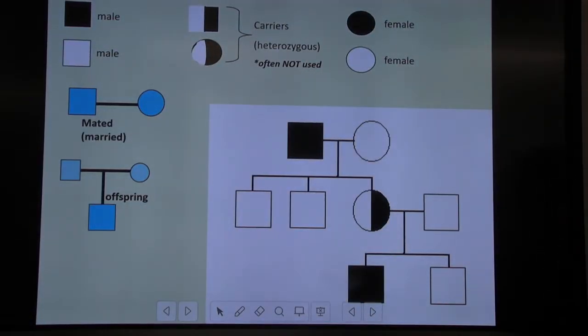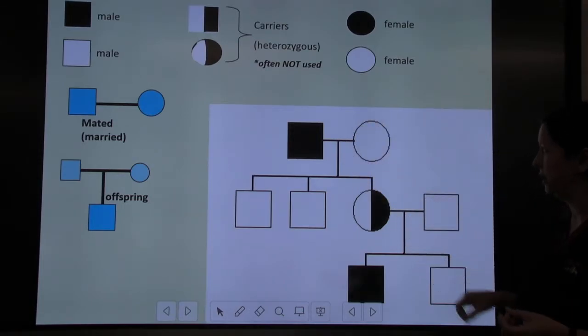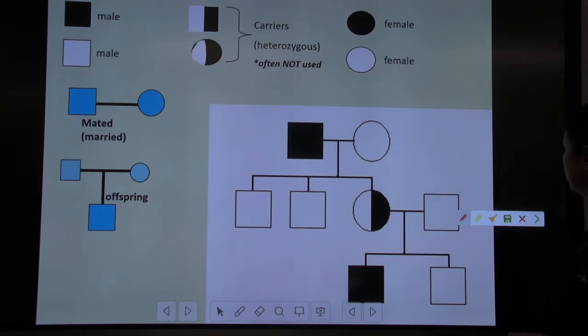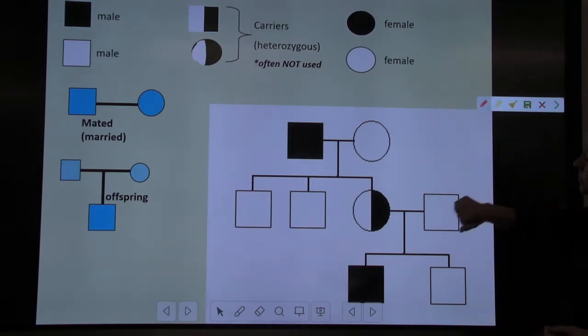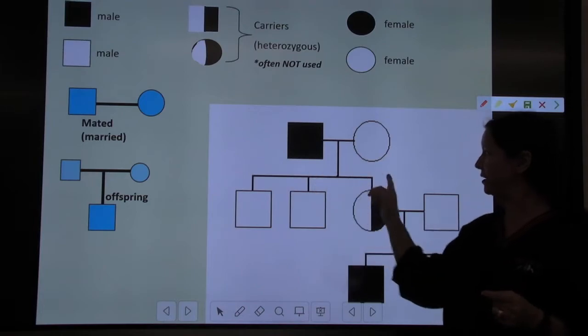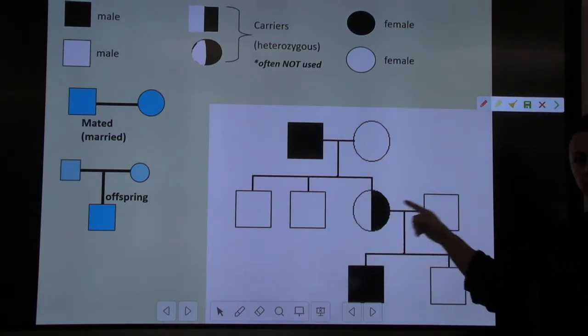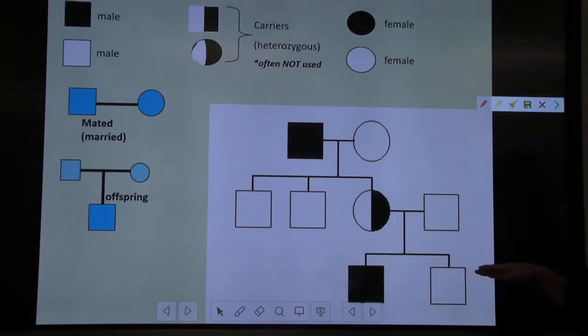All right, so this is what a pedigree looks like. This would be the pedigree. So here you have your mom and your dad. They had 3 children. One of the children mated and had babies. All right?